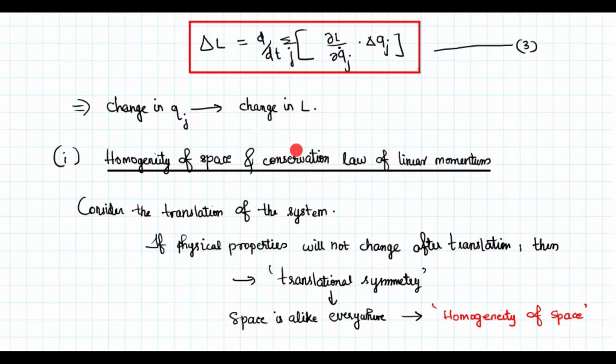Next we will discuss homogeneity of space and conservation law of linear momentum. This is what we are going to discuss first. Here we consider the coordinate transformation in terms of translation. Suppose we displace or translate the system by some distance in space. Now if the physical properties of the system remain unchanged after translation, then we will say that the system possesses translational symmetry, which means space is alike everywhere for the system, and this is referred to as homogeneity of space.